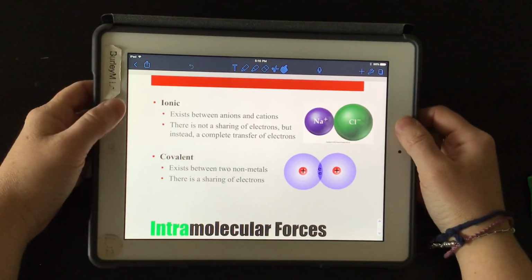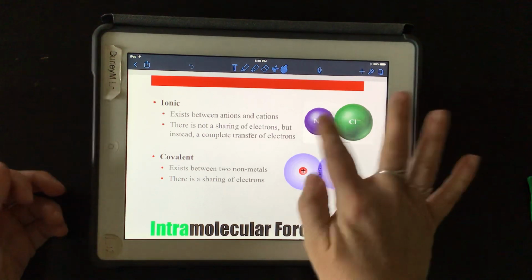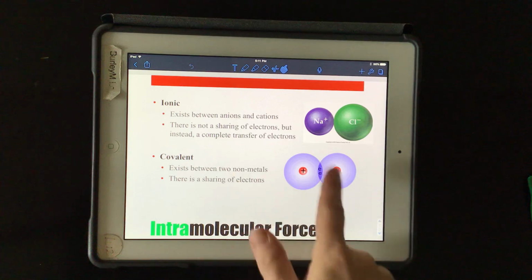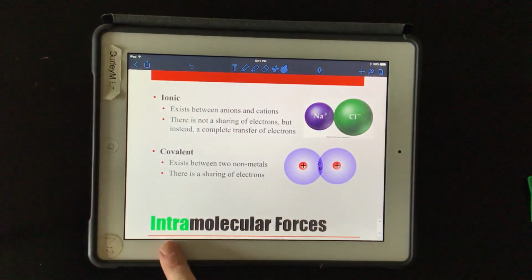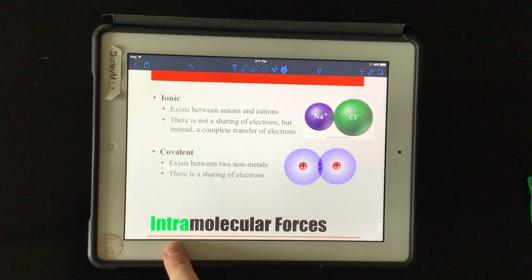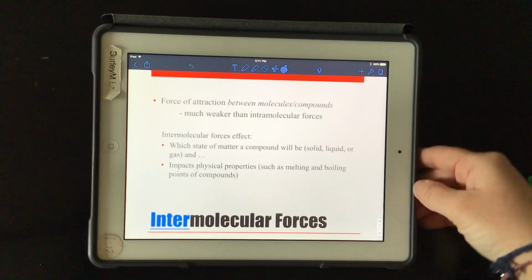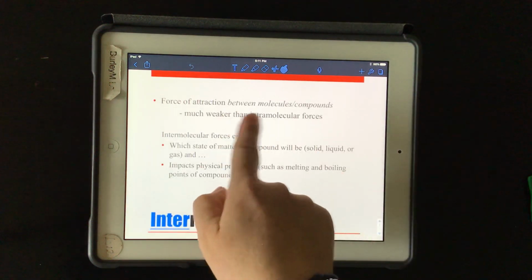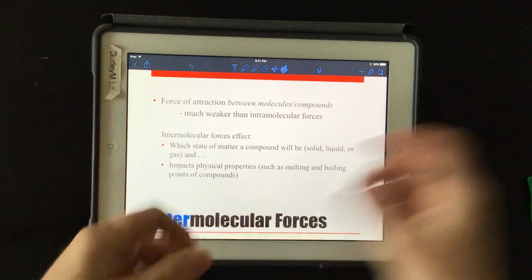So if we take a look, here's a little recap on ionic and covalent. Ionic, you have that transfer of an electron, and covalent, you have sharing. These are two chemical bonds, and these are considered intramolecular forces. So the force of attraction between atoms in a compound or molecule. An intermolecular force is the force of attraction between the molecules themselves.